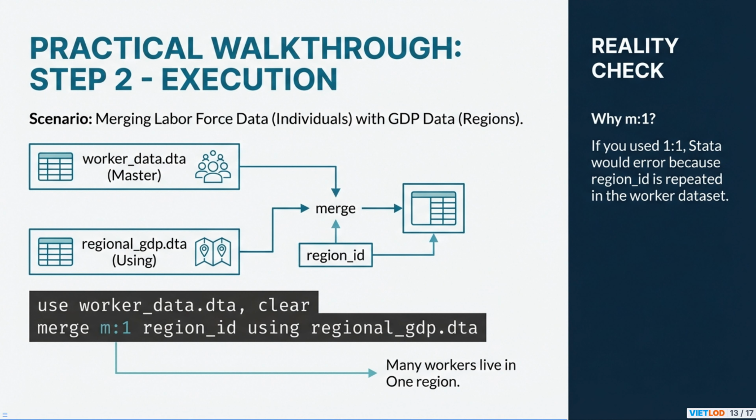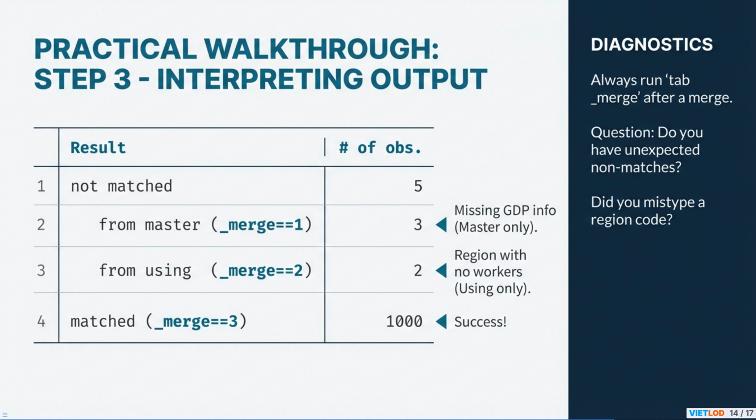Since many workers live in one region, the region ID is repeated in the master file, but is unique in the using file. This is a classic many-to-one, m:1, relationship. The command is therefore merge m:1 region_id using regionalGDP.dta. If you mistakenly tried a one-to-one merge, Stata would produce an error because the key variable region ID is not unique in the worker dataset.